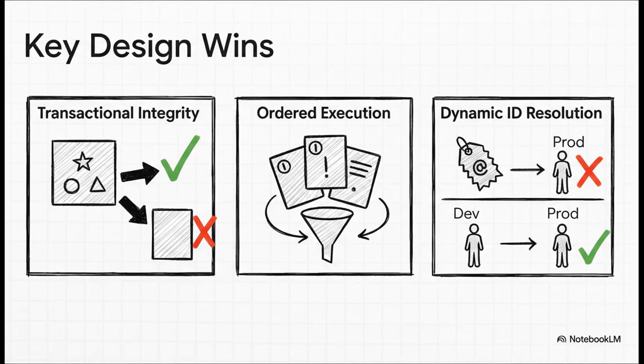And the wins just keep coming. There are a few other smart design choices here. We've already talked about transactional integrity, that all-or-nothing safety, but it also guarantees ordered execution. By just using simple number prefixes on the file names, 001 underscore, 002 underscore, it makes sure that 001 underscore always runs before 002 underscore. This is a lifesaver when you have data that depends on other data. And one last pro tip, it avoids a really common trap by referencing data using a stable, unique value, like a domain name, instead of a fragile, auto-incrementing ID that could be different from one database to the next.